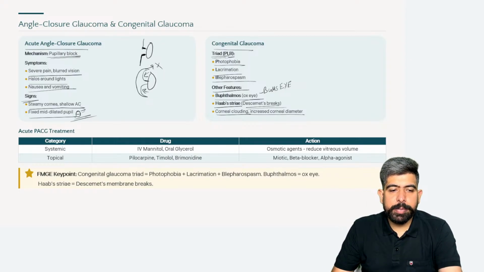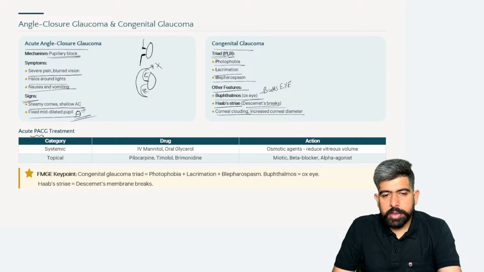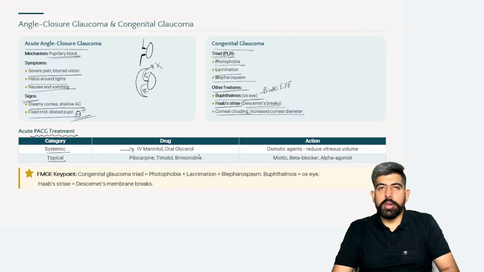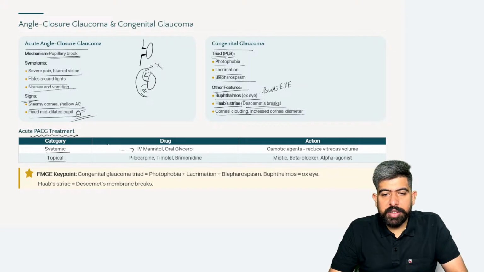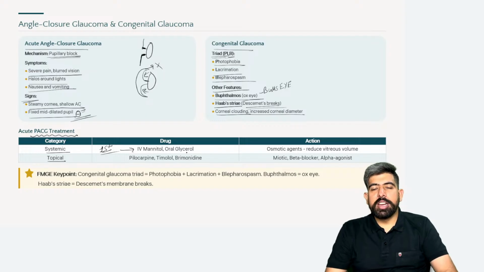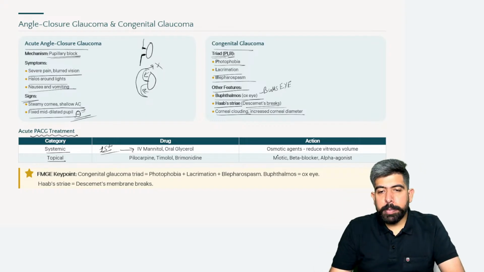Now, if we talk about the treatment of primary angle closure glaucoma, there are two categories: systemic drugs and topical drugs. In the systemic category, we have to give IV mannitol or oral glycerol first. पहले हम systemic drug देंगे, IV mannitol or oral glycerol, to decrease the intraocular pressure. As you know very well, it is an osmotic agent, and it will reduce the vitreous volume.